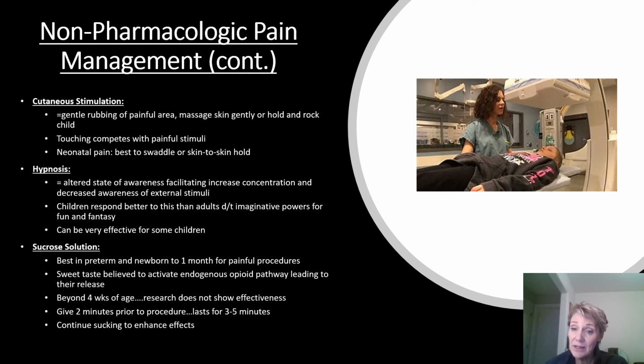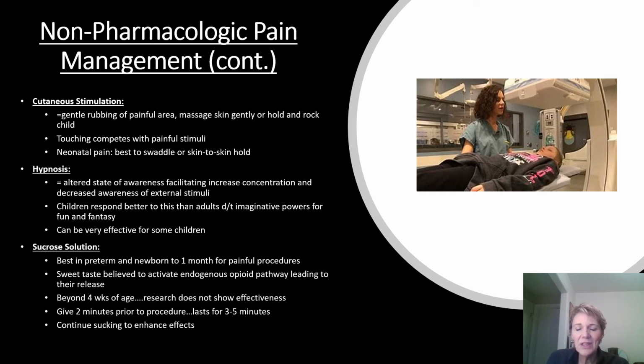Sucrose solution, or Sweet-Ease, is a sugar solution. Infants love the taste of it. We use this in either preterm or newborn infants up until about the age of 1 month. We will give them this solution orally, and it will cause them to suck. But it will also activate endogenous opioid pathways that will lead to the release of endogenous opioids. It works very well up until about the age of 4 weeks, and it's quick.